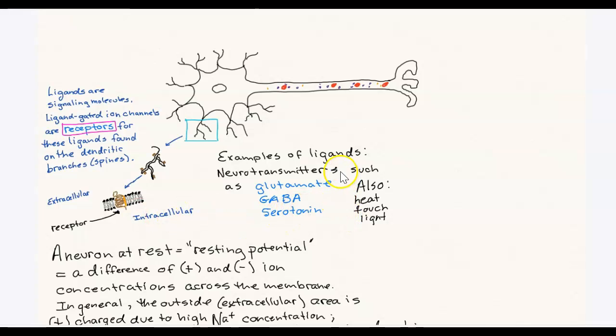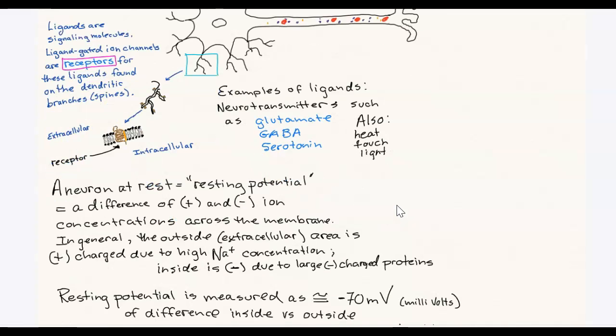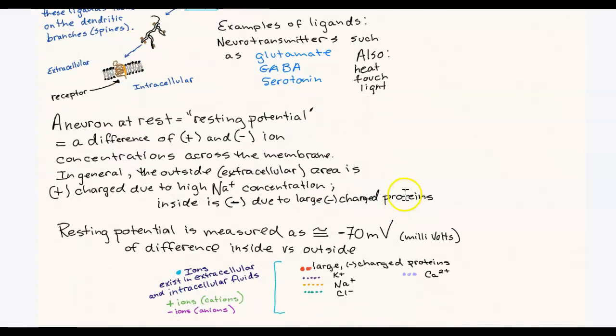So some of the ligands we mentioned already because we looked at neurotransmitters. So at least we understand that these things exist: glutamate, GABA, serotonin, all being chemicals that could serve as a ligand. Also things like heat and touch and light. So there are other stimuli that can activate receptors. But neurons, they're either off or they're on.